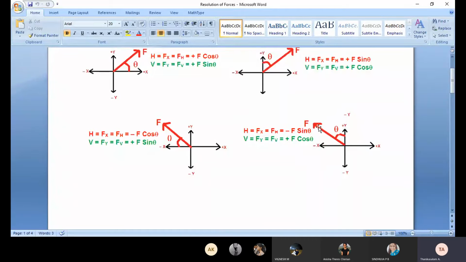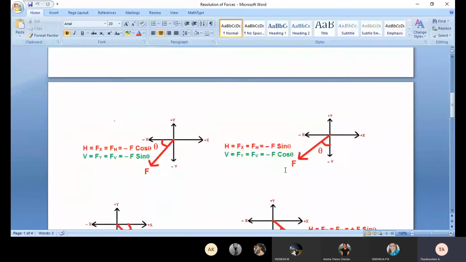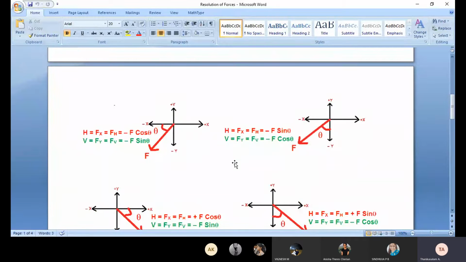The same force is here, but theta is now with respect to the y-axis. The force is lying in the second quadrant. Now see the horizontal component. The x is minus, that's why I have written minus F sin theta. Why sin theta? Because theta is on the y-axis, not the x-axis. The vertical component is plus F cos theta, because in the second quadrant y is plus. Similarly, you have to follow the other cases, as I already explained.